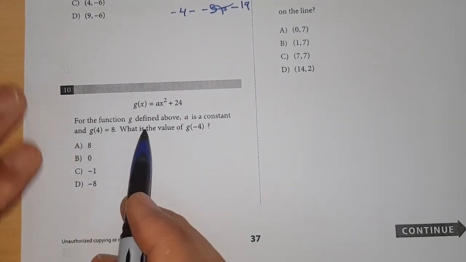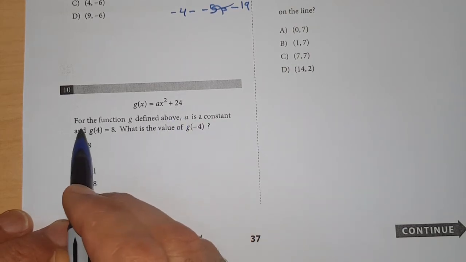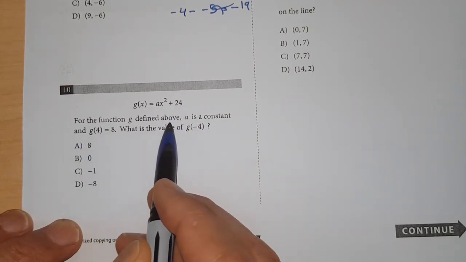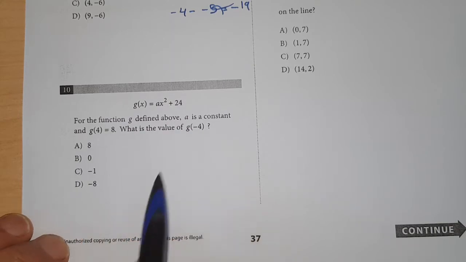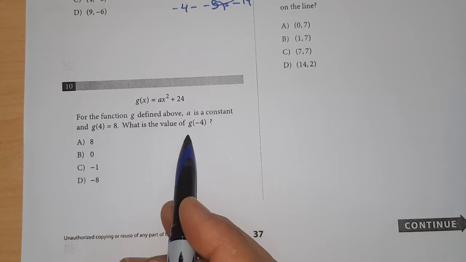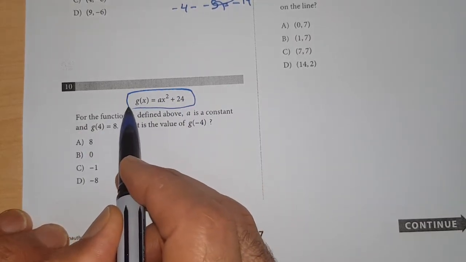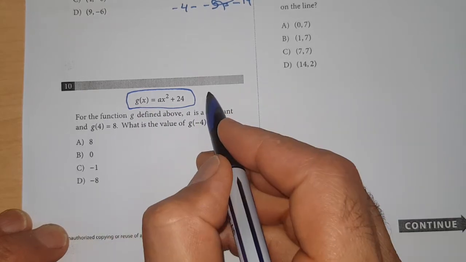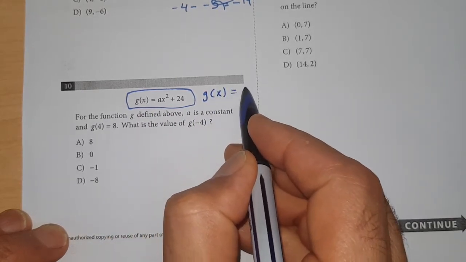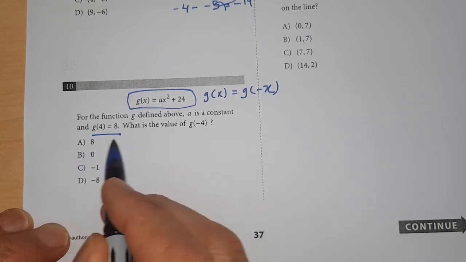Okay? Look at this one. g of x equals ax squared plus 24. For the function g defined above, a is a constant, and g of 4 is equal to 8. What is the value of g of -4? If you look at this function, this is an even function. Even function means g of x is the same as g of -x. So you are given g of 4, so g of -4 will be the same.